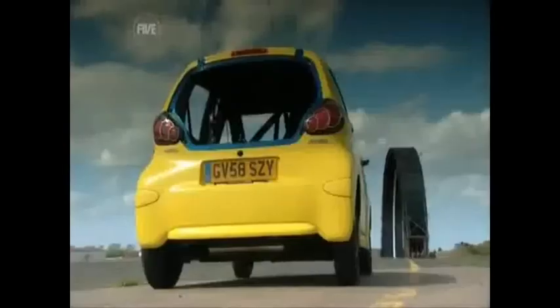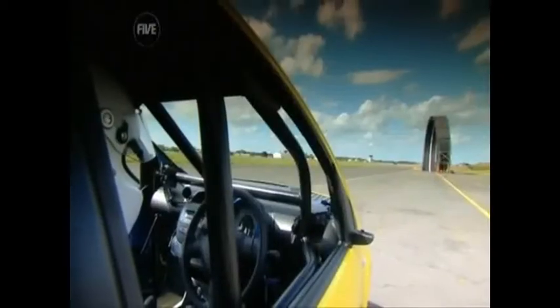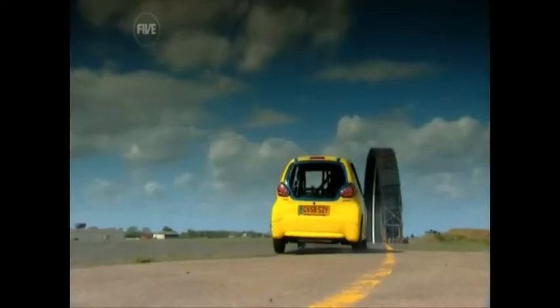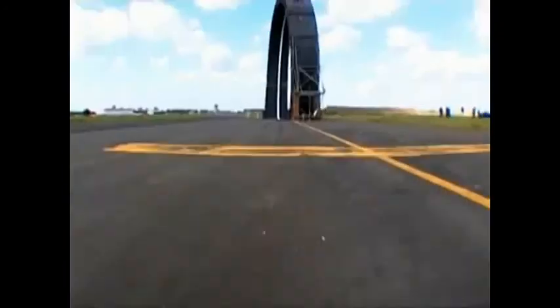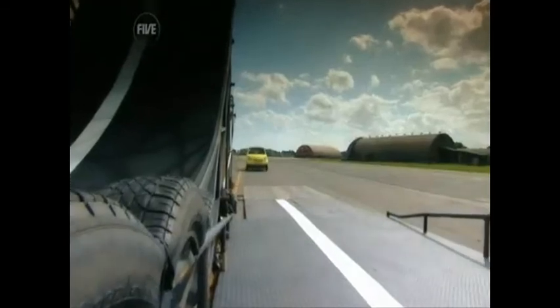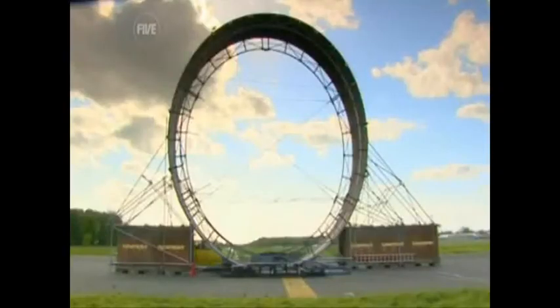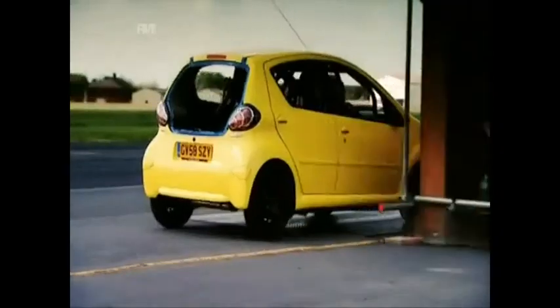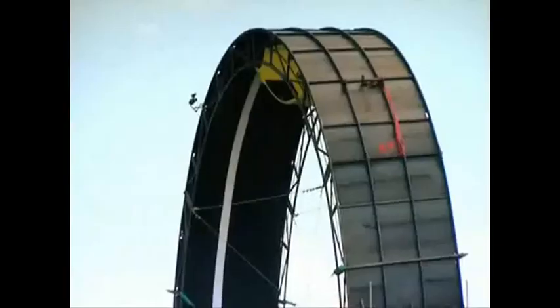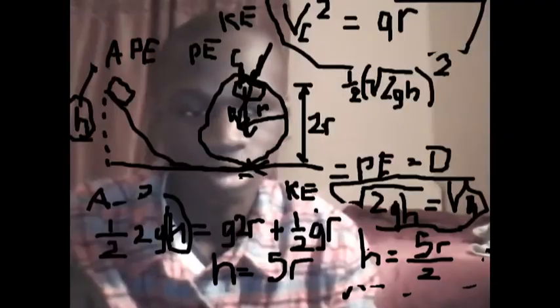The Toyota Aygo Steve had chosen for the stunt had been heavily modified to make it strong enough and hopefully safe enough should things go wrong. Here we go, this is it. This is it. Whoa, we're going in too fast. And here we go.